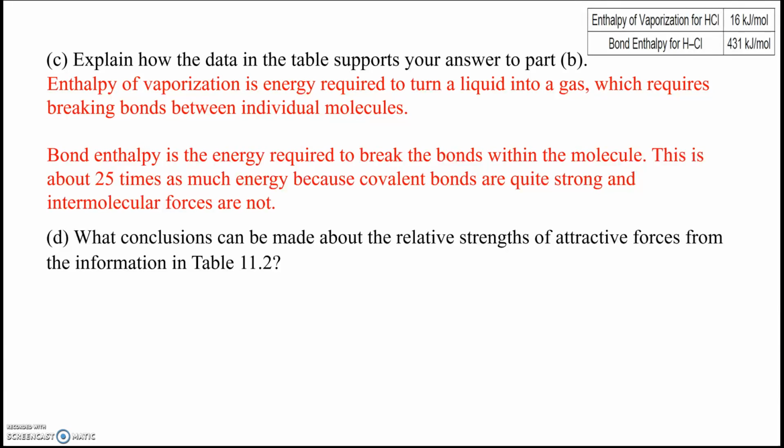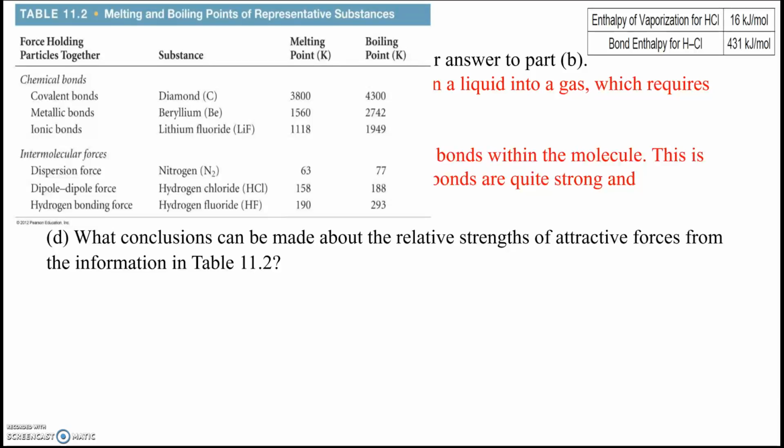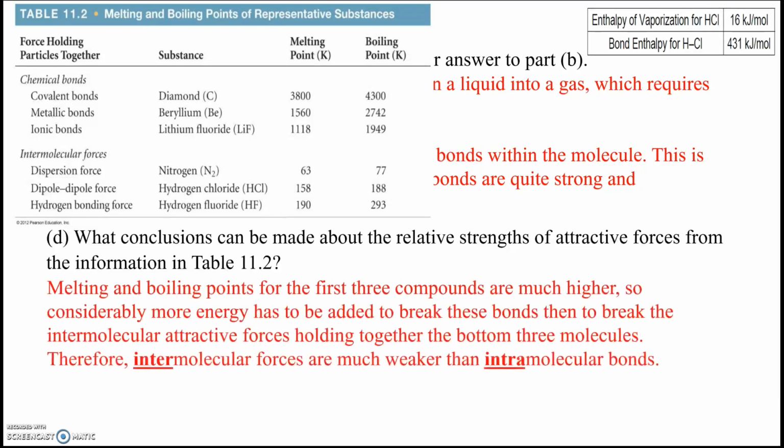All right, now the next question asks us what conclusions can be made about the relative strengths of attractive forces from the information in this table. And this table is a little list of melting and boiling points for different kinds of compounds. Okay, so what we can see when we look at this is that the melting and boiling points for the first three compounds are significantly higher. And so considerably more energy has to be added to break these bonds than to break the intermolecular attractive forces holding together the bottom three molecules.